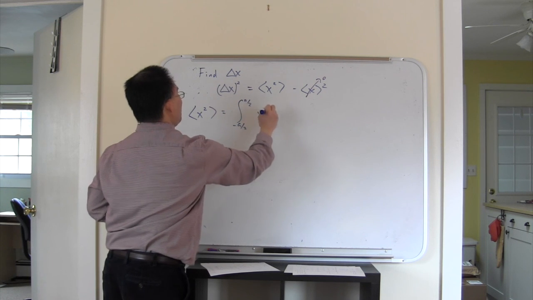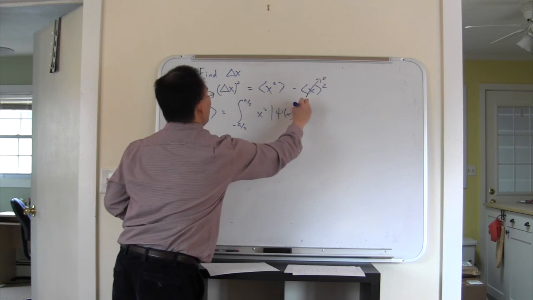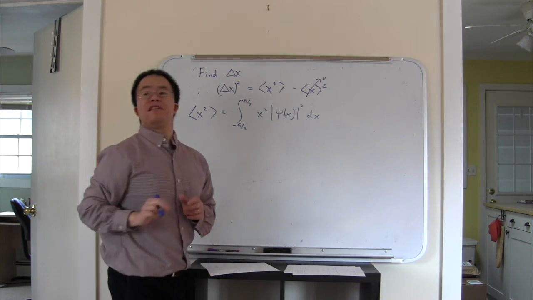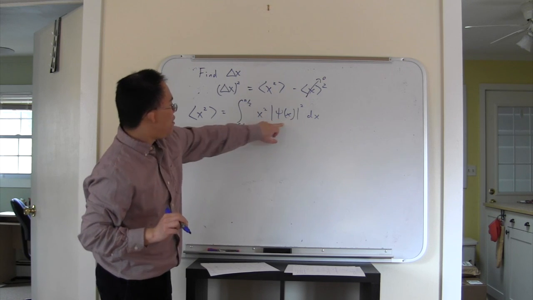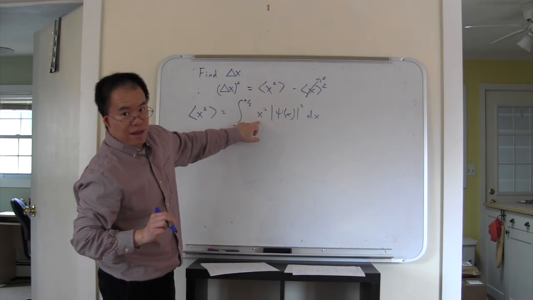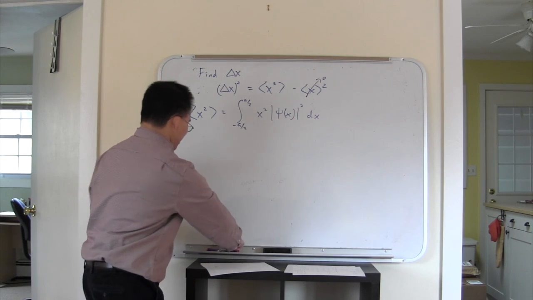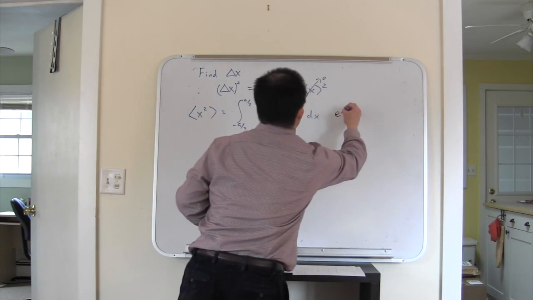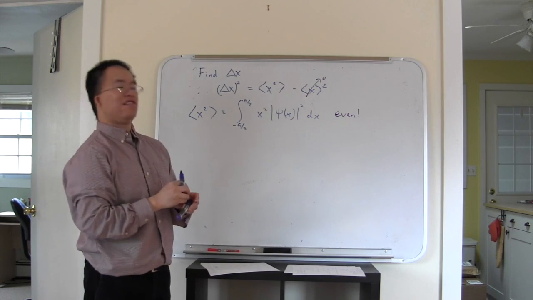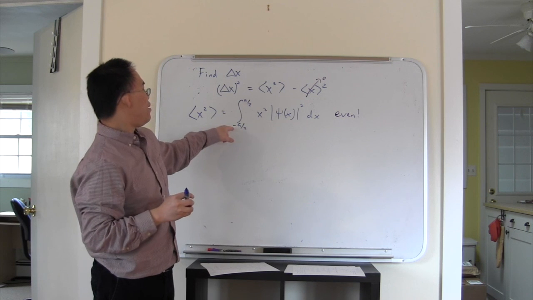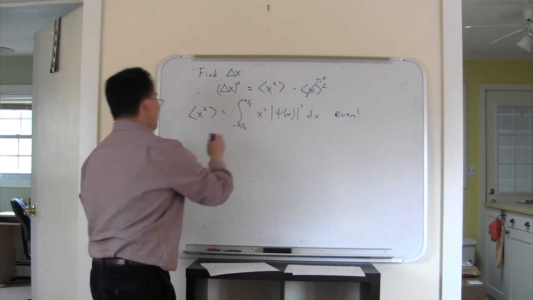We have an x squared here now, in our probability density dx. Notice that this time, this is even, that's even. The entire integrand here is even, so this saves us some work again. We can just change the limits to 0 to a over 2 with a factor of 2.